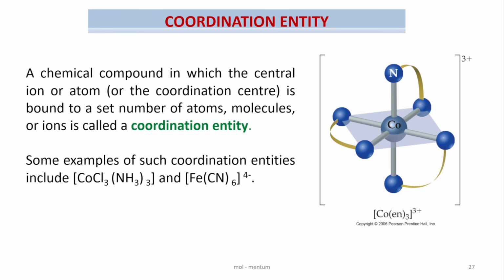Now, what is a coordination entity? It is a chemical compound in which the central ion or atom is bound to a set number of atoms. It is an entity where the metal and ligands are present. That entity is called a coordination entity. Some examples of coordination entities are CoCl3 and NH3, and then we have potassium ferrocyanide, or hexacyanoferrate.